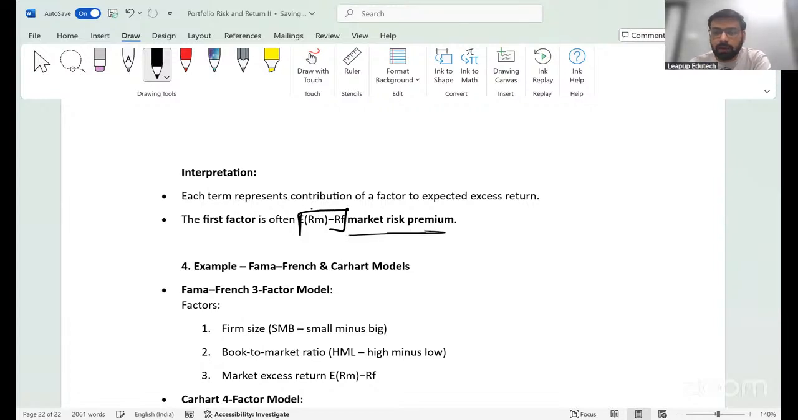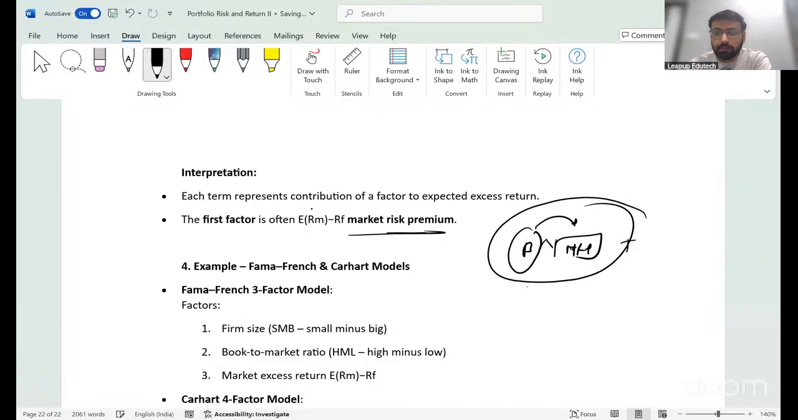So whatever the market risk premium is, the expected return with respect to the market risk premium, multiplied by the sensitivity of a particular stock to the market risk premium, becomes one of the factors in the multi-factor model that you are using to explain the returns of a particular stock over and above the risk-free rate.